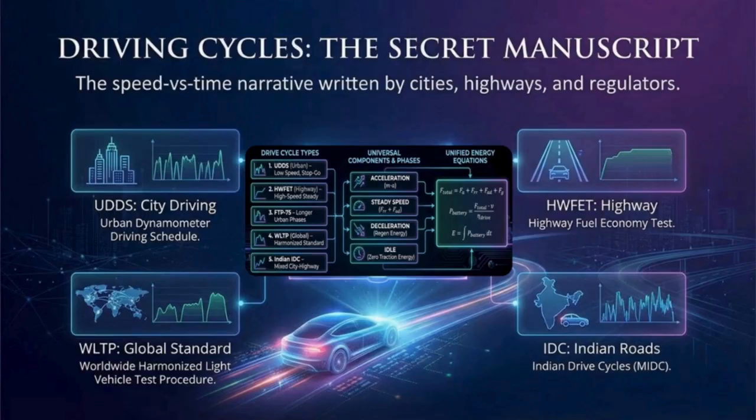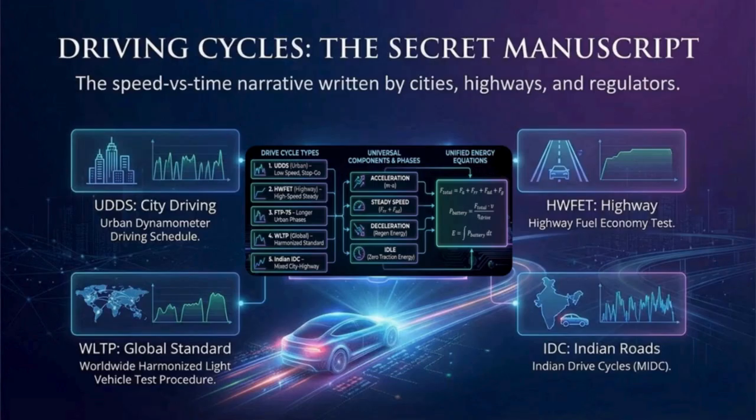The Highway Fuel Economy Test, HWFET, represents highway driving. It has smoother acceleration and higher constant speeds. The Worldwide Harmonized Light Vehicles Test Procedure, WLTP, is a global testing cycle. It combines urban, suburban, and highway conditions in one longer and more realistic pattern. The Indian Driving Cycle, IDC, represents typical driving conditions in India, with its own unique speed variations.